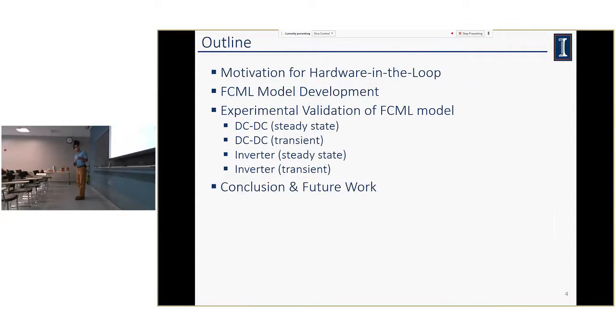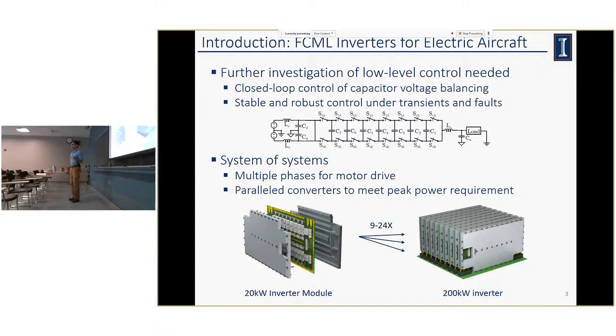However, there is still some additional need for investigation into the low-level control of the FCML converter, specifically controlling the flying capacitor voltage balancing and guaranteeing that we can have stable and robust control under transient. Additionally, we also want to consider how you might control a system of systems. We specifically see, in order to attain the power levels required to power the electric machines on the aircraft, we may take a design approach where paralleling multiple inverter modules, multiple systems, makes the most sense. So how do we go about controlling these systems in a larger scale to power the motors?